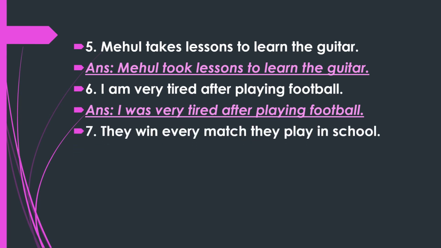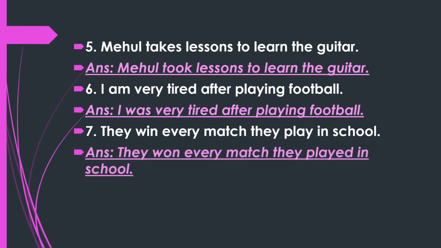Number 7 is, they win every match they play in school. Here, there are two verbs. Win will become won and play will be played. So the answer will become, they won every match they played in school.